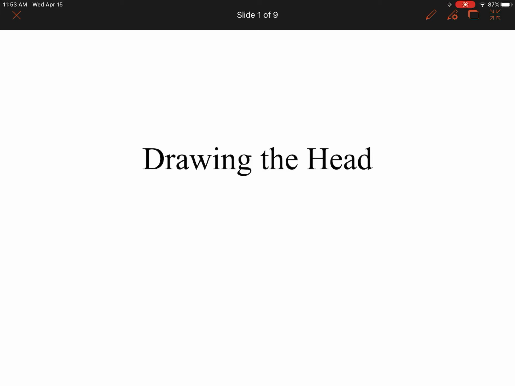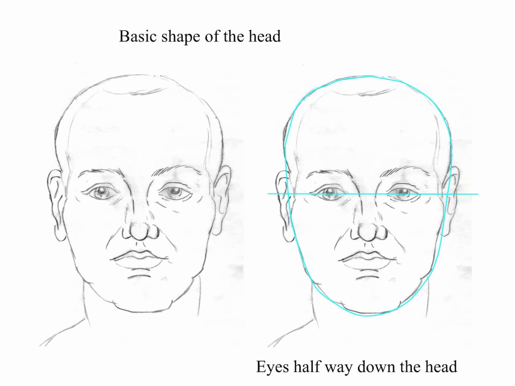Okay, we're going to look at drawing the head and in particular the proportions of the head. So let's take a look here. These proportions come from Leonardo da Vinci, and he used the golden proportion, the golden mean, to, in essence, figure out all of these different relationships and proportions to the whole body. So these relate to the head.